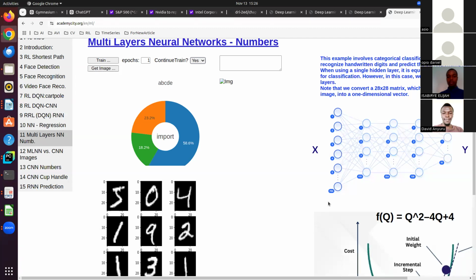That's one. Second, we're not going to use only one layer. We're going to use several layers. So this is not only multi-variables, it's a multi-layer neural network. That's another thing we're going to cover in this module 11: a multi-layer neural network implemented to identify numbers. That's the second one we will talk about.